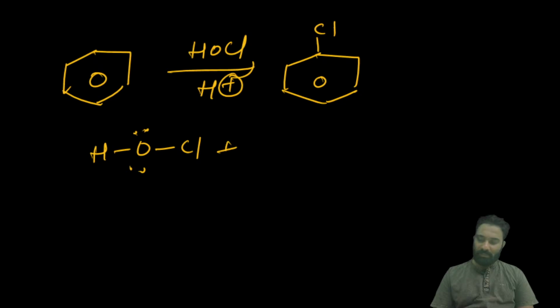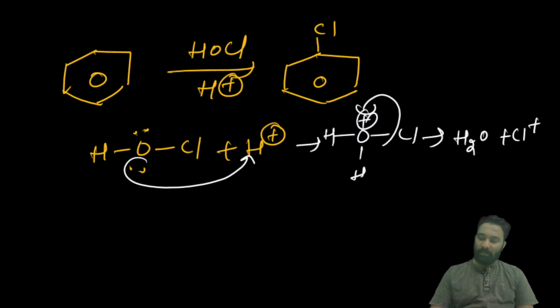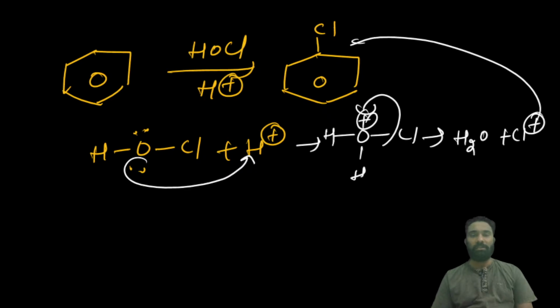In this hypochlorous acid, the oxygen lone pair of electrons will very quickly be given to the H+, then oxygen will get the positive charge, here the H, and here the Cl. Now oxygen bearing the positive charge is unstable, it will take the bond pair of electrons towards itself and generate H2O and Cl+. This electrophile will go and attack the benzene. In this manner the chlorobenzene is obtained.